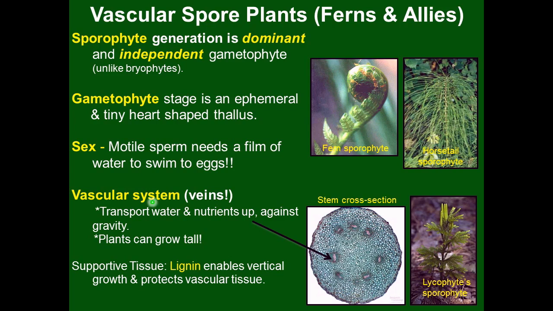The vascular system transports water and nutrients up against gravity, and that makes plants that can grow taller. They also need some sort of structural support to be able to do this, so they have a very specific type of tissue called lignin that enables vertical growth and protects the vascular tissue. As we combine lignin and cellulose together, that makes something that we're all familiar with, which is wood. And wood is quite a strong structure for even very large trees that are 100 meters tall to grow.